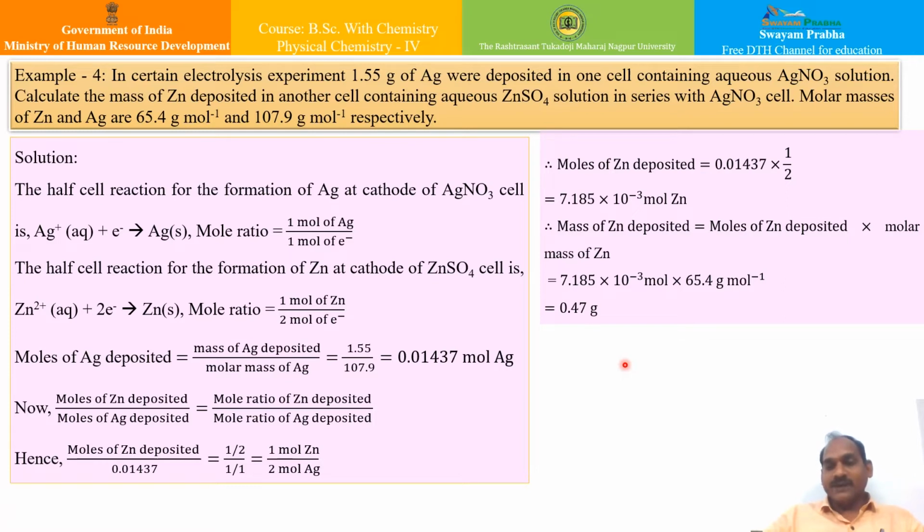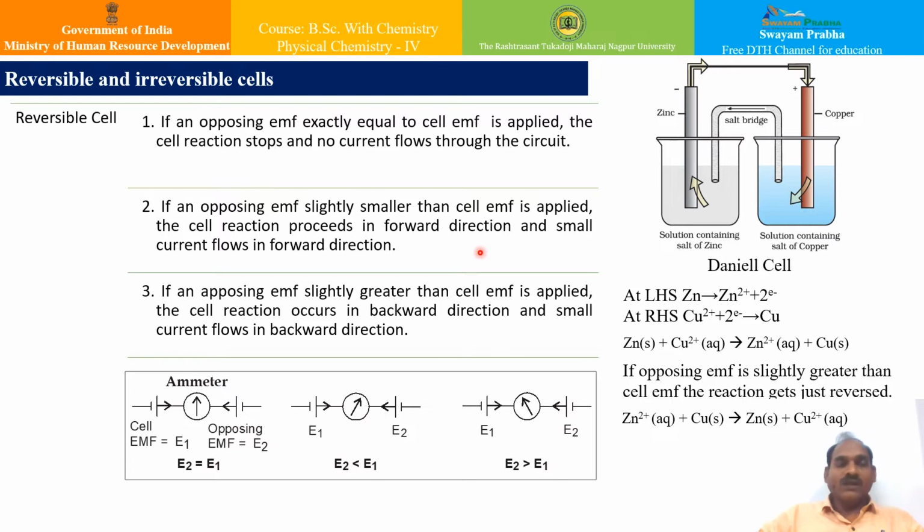Let us move ahead. So now, after this concept of Faraday's first law and second law of electrolysis, we need to understand several fundamental concepts in electrochemistry in order to understand the various other aspects. So let us try to understand the concept of reversible and irreversible cell.